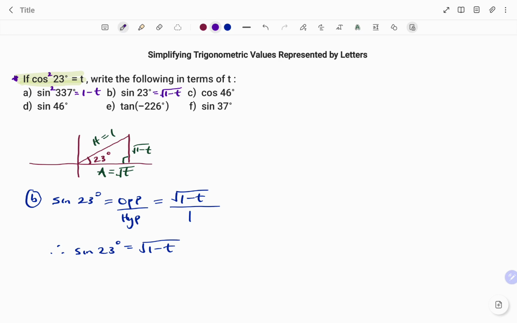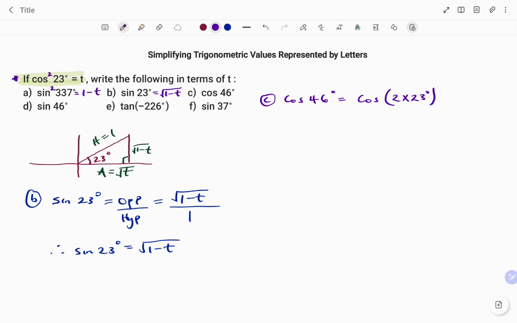The third part, I'm to find cos 46 degrees. Cos 46 degrees, that's part C. Note that the aim is to always work towards angle 23 degrees. 46 is a multiple of 23 degrees, so I can rewrite that as cos 2 times 23 degrees.